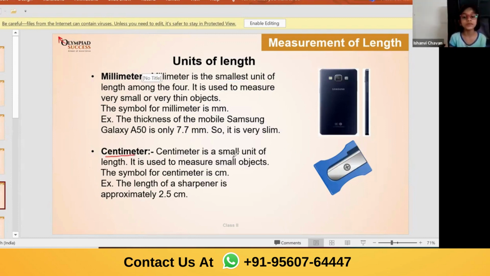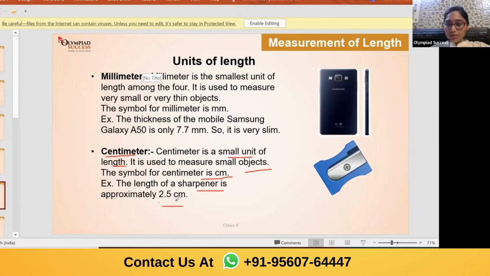Centimeter is a small unit of length. It is used to measure small objects. The symbol of centimeter is cm. Example, the length of a sharpener is approximately 2.5 centimeter. See, so centimeter we use for smaller units of length. And what is the short form of centimeter? cm. For example, if you measure your sharpener, this sharpener is 2.5 centimeter.